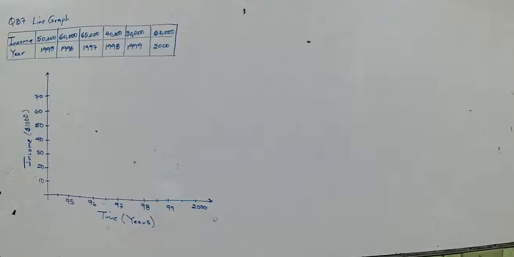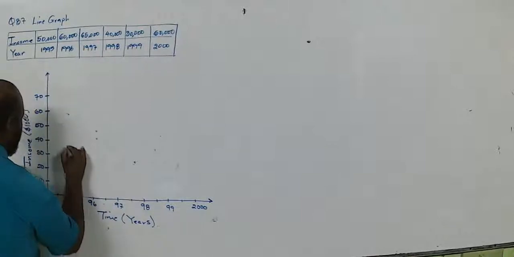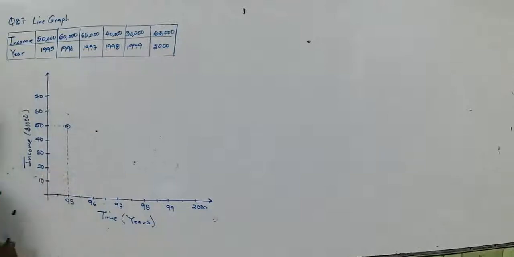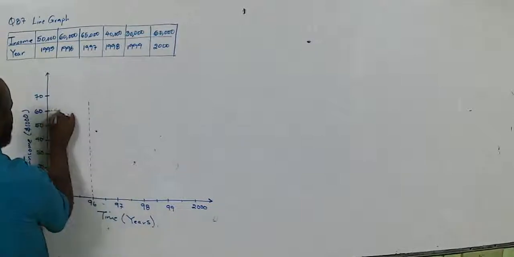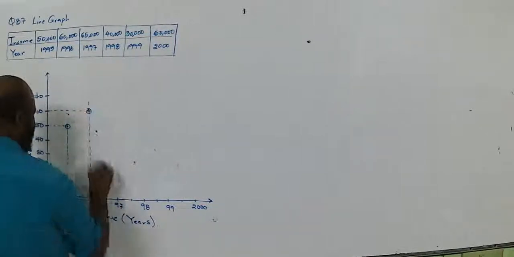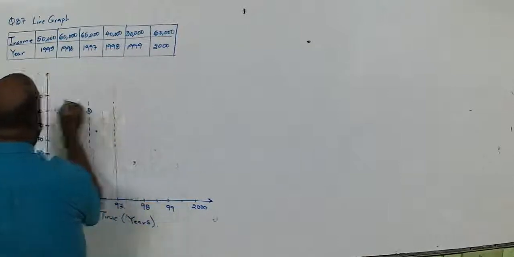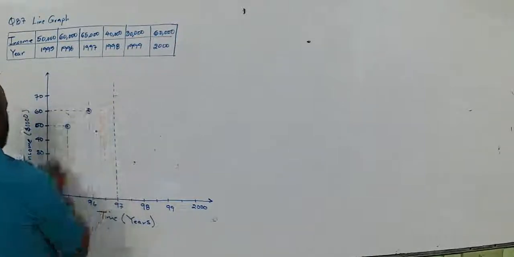1995, the income was what? 50. And everybody remember, they must not draw these dotted lines. 1995, the income was 50,000. 96, the income was what? 60. 96, 60,000. 97, 65. Sorry, thank you. It's not 65.